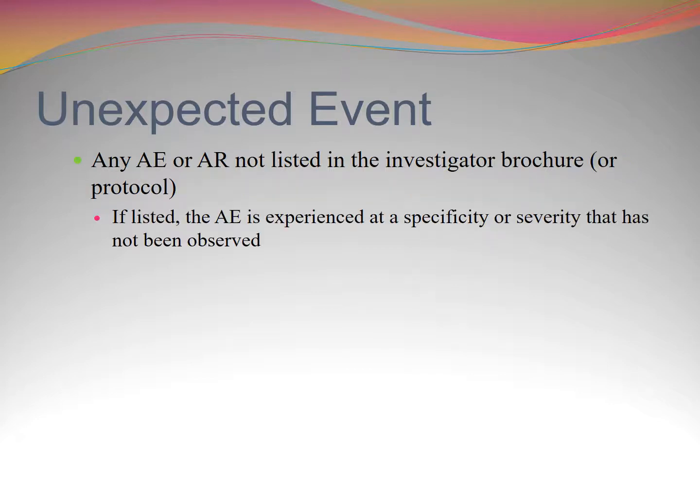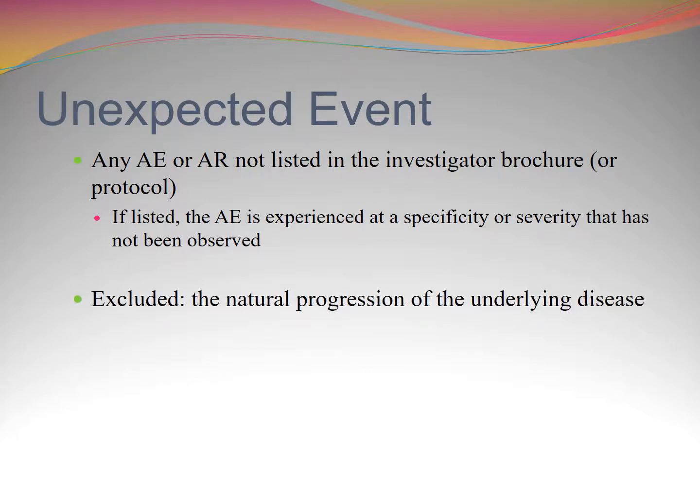And I said this, if the AE is experienced at a specificity or severity that has not been observed, so it's worse or more specific. And there is an exclusion to this. The natural progression of the underlying disease is not unexpected. Because I worked in oncology trials for so long, unfortunately, some patients died. Based on the types of cancer they had and the stage at which they had their cancer, this was not a surprise. That was a very natural progression of the underlying disease. If their cancer did not respond favorably to the investigational drugs, sometimes they would progress and die. So that was not an unexpected event.